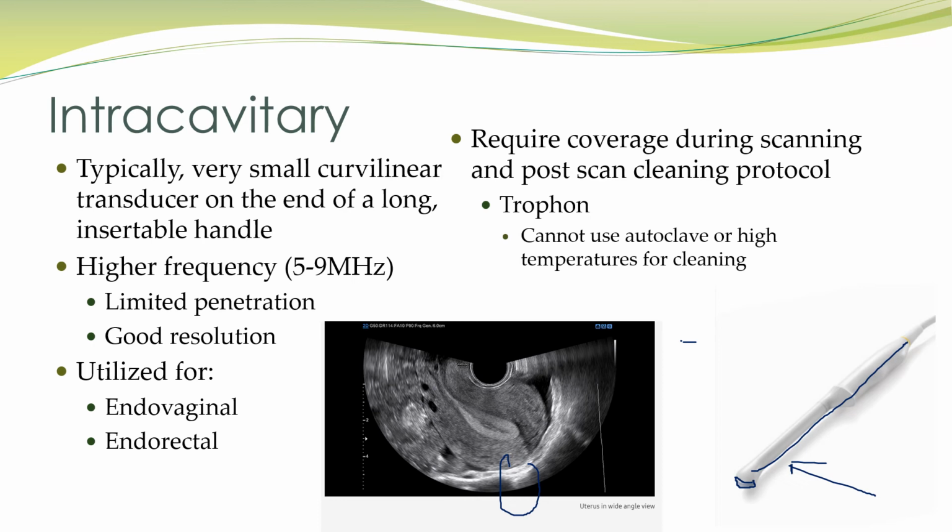These can also be used for endorectal evaluations, especially of the prostate. Sometimes you'll see a slight difference with the endorectal: rather than having the elements arranged on the tip of the transducer, they may be arranged on the side of the transducer to limit motion once in the rectal canal.